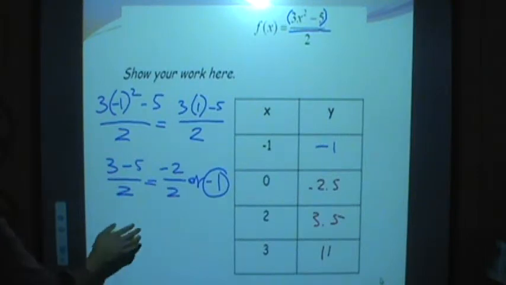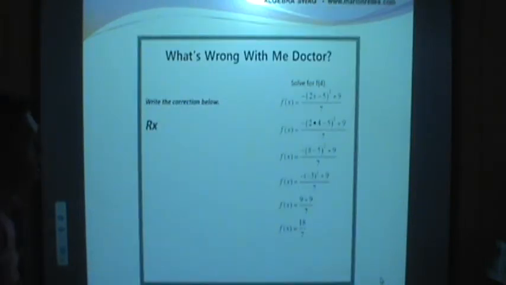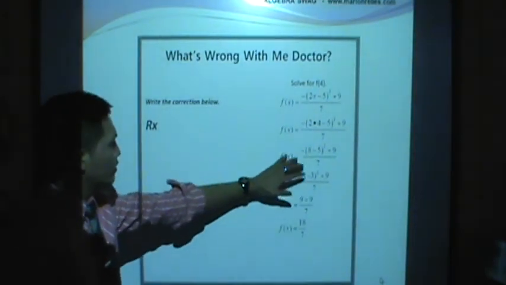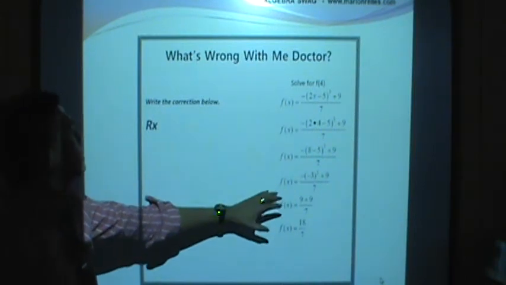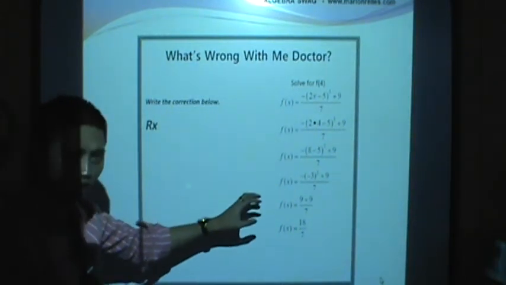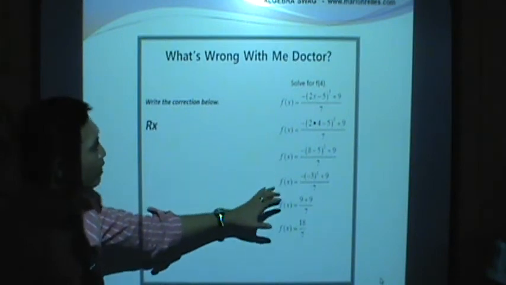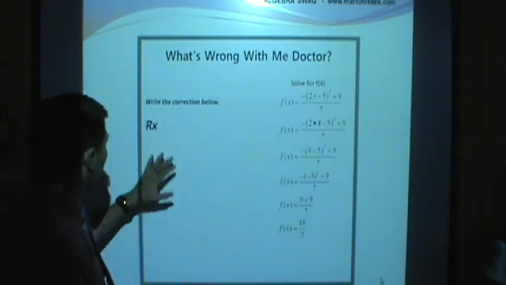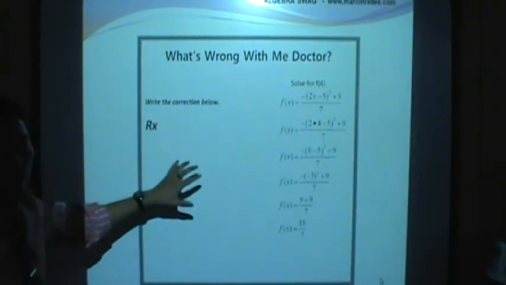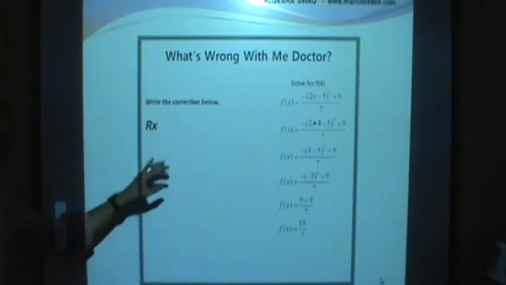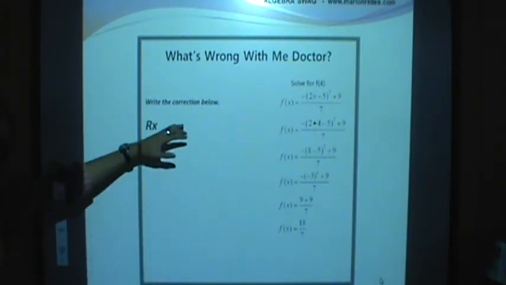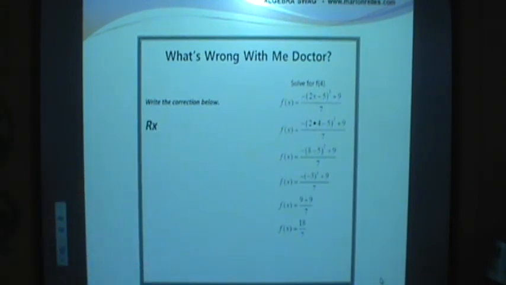Okay, next. Well, for this one, "What's wrong with me, doctor?", I've got a problem here, and somebody showed the work here, and I believe there's something wrong in this process. So you might want to figure out what's wrong with this process. If you know the problem here, then right here, prescribe the correct way to solve the problem. If you think there's something wrong in that problem. And if there's no problem, then write no problem. Okay? Try that.